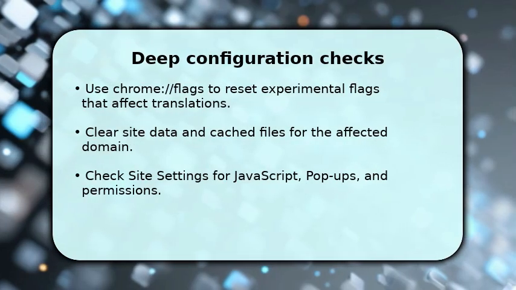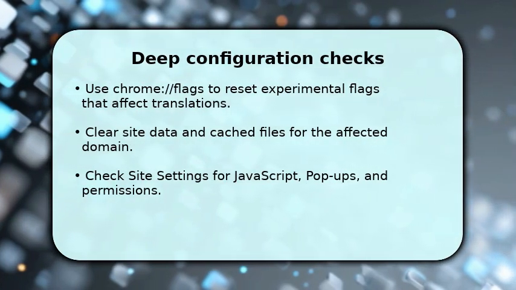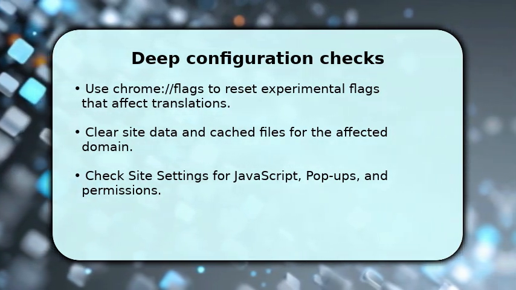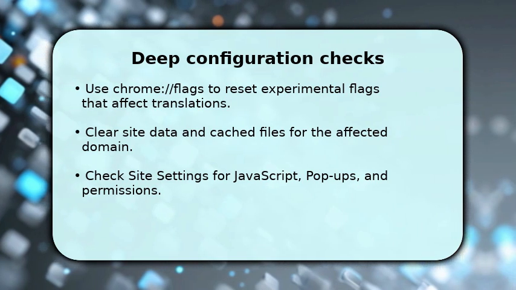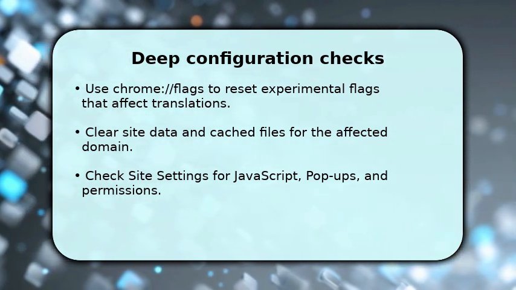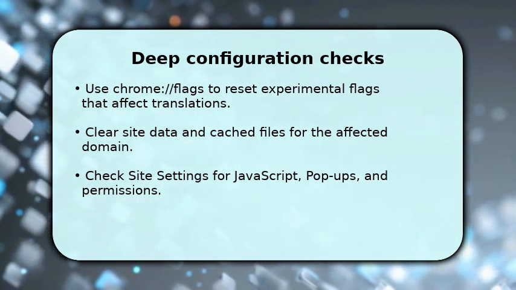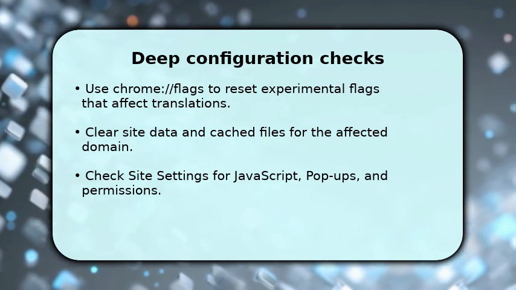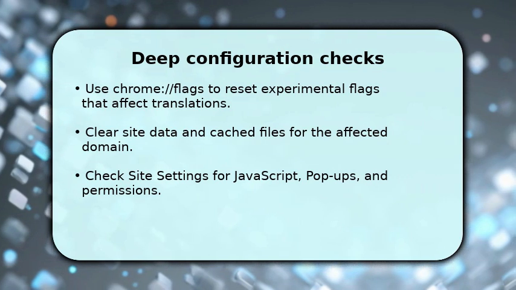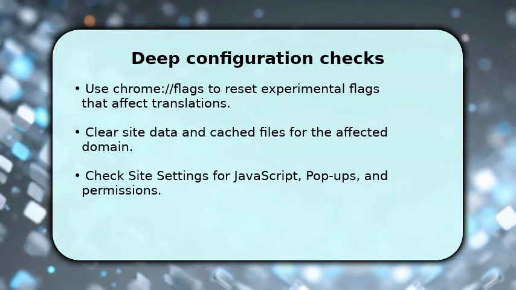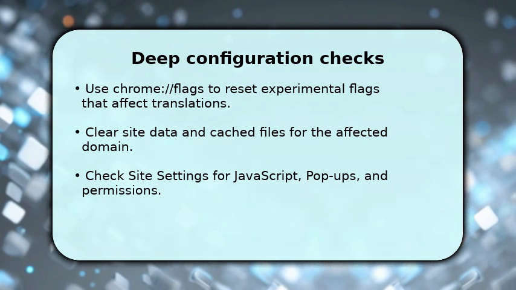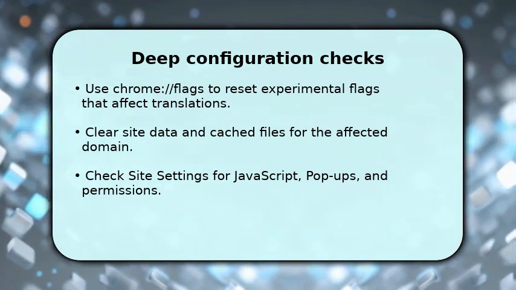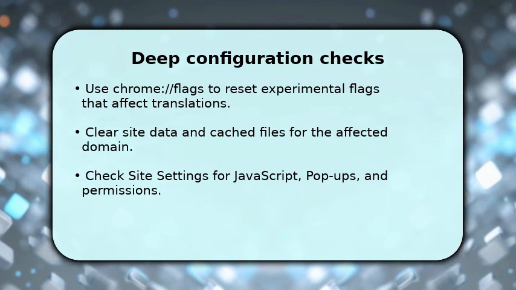Next, you perform deeper checks to restore show original behavior. Go to Chrome, //flags and reset any modified flags, especially those mentioning translation or language. Clear the specific site data via lock icon site settings, remove cached files, then reload the page to force a fresh fetch. Make sure JavaScript is enabled and there are no blocked resources. If the problem persists, create a fresh profile to isolate profile-level corruption. This separates data issues from browser-wide faults.